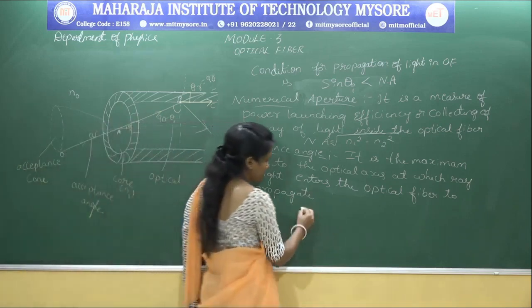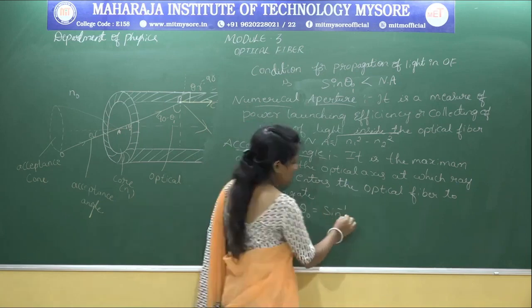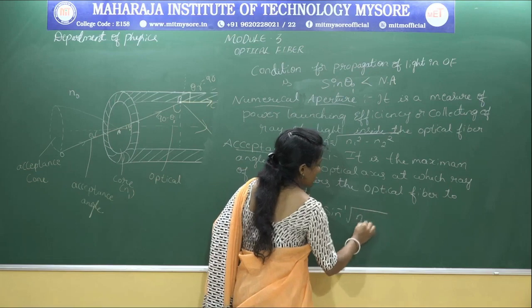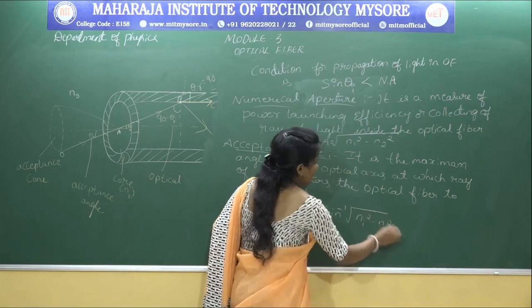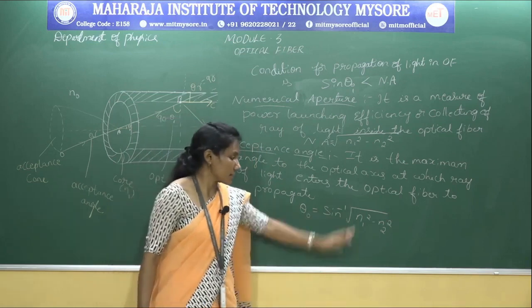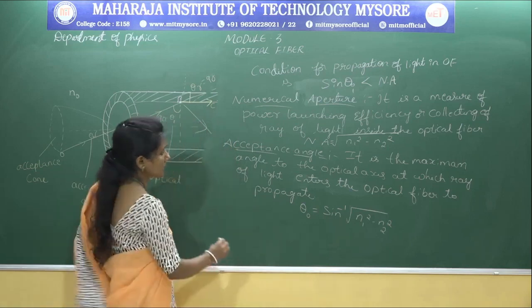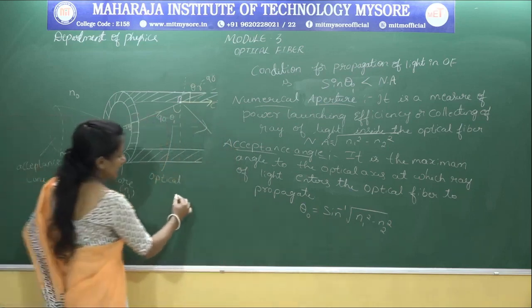That is how we represent it: theta naught is equal to sine inverse of root of n1 square minus n2 square. So to find the acceptance angle, that is equal to sine inverse of root of n1 square minus n2 square. Then critical angle. What is the critical angle?